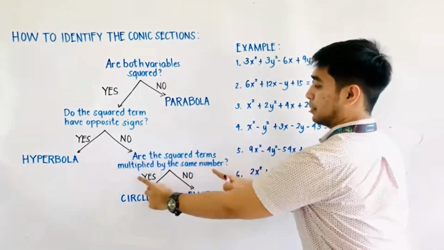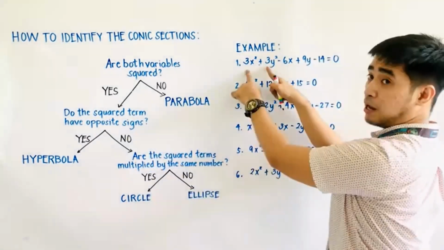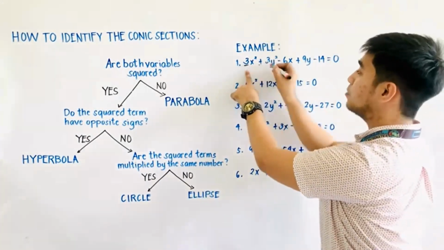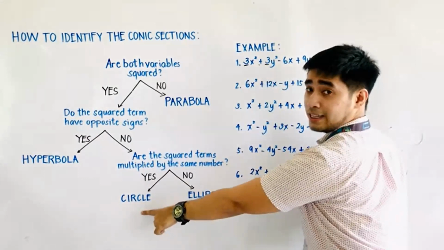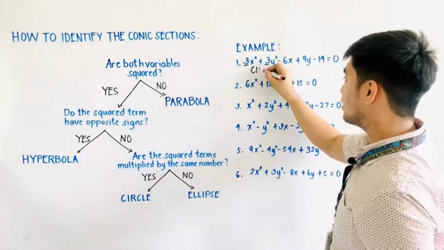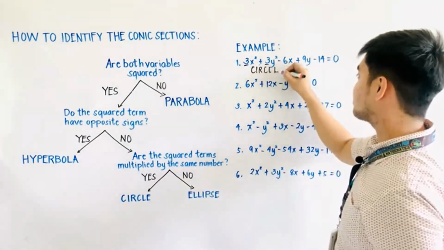So, are the squared terms multiplied by the same number? Yes or no? Yes, they are multiplied by the same number and that is 3. Therefore, what is the answer? It is a circle.